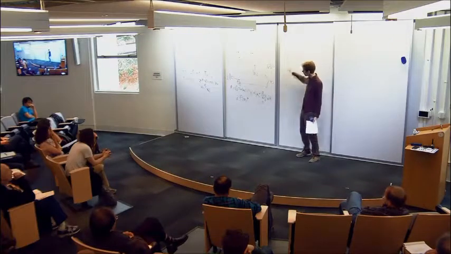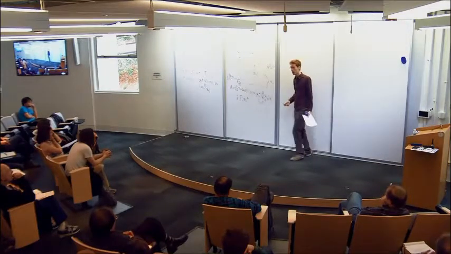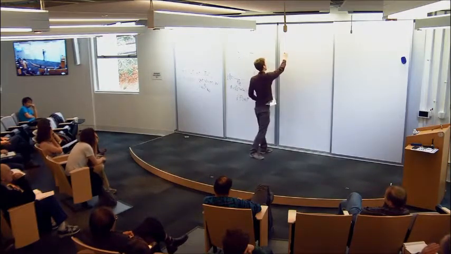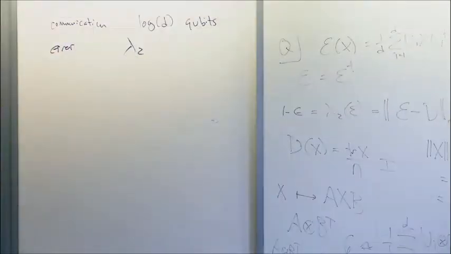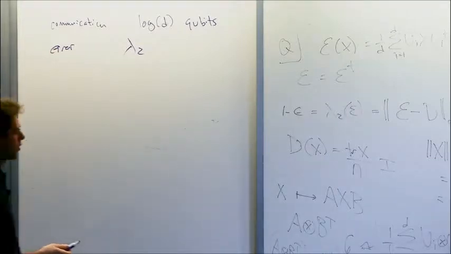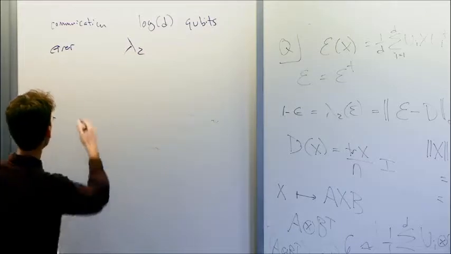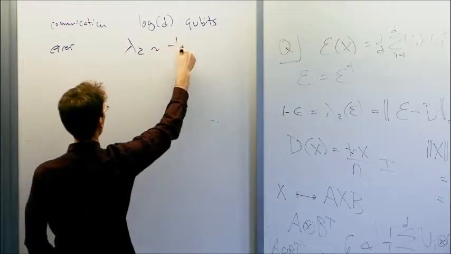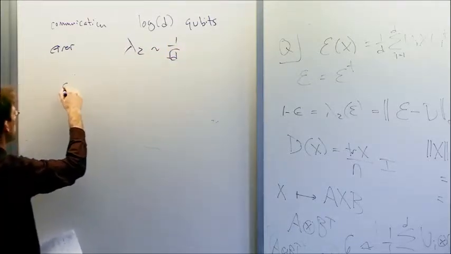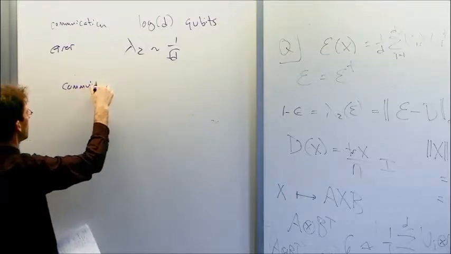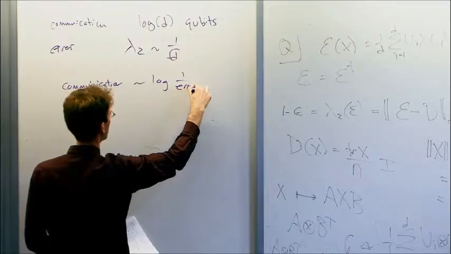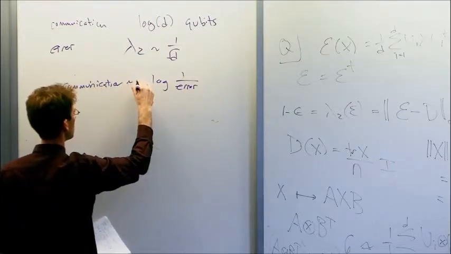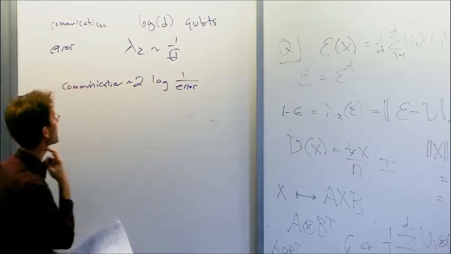So let me just talk about this protocol. The communication is log d qubits, and the error is lambda 2. This is the difference between these two things. If it were a Ramanujan expander, I realize that's classical, but we said for classical, then this would go like 1 over root d. So in other words, the communication would be like log of 1 over the error, I guess, twice log of 1 over the error.